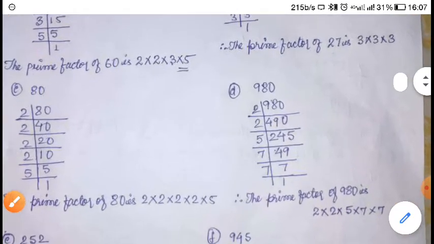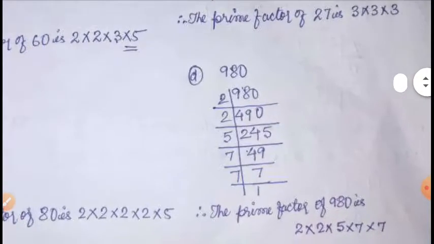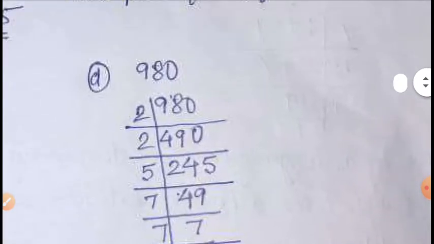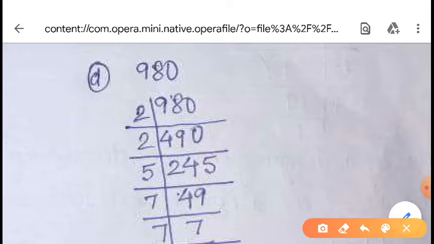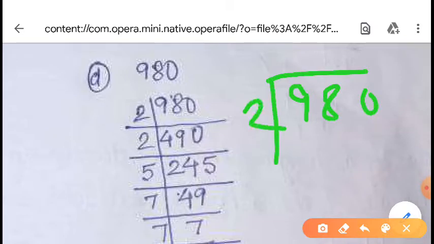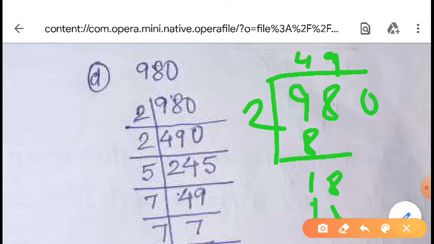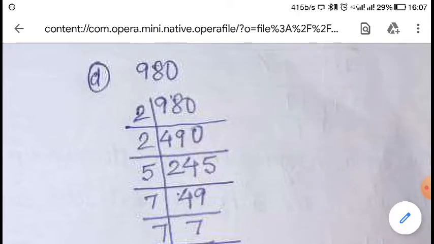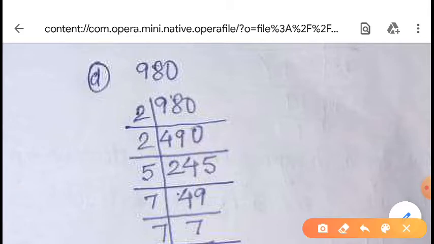Next is number D, 980. If it becomes difficult to calculate such a big number, you can divide like this. Since 980 is a big number, you keep 980 here and first divide it by 2. 2 fours are 8, and 2 nines are 18, so these will cancel out.